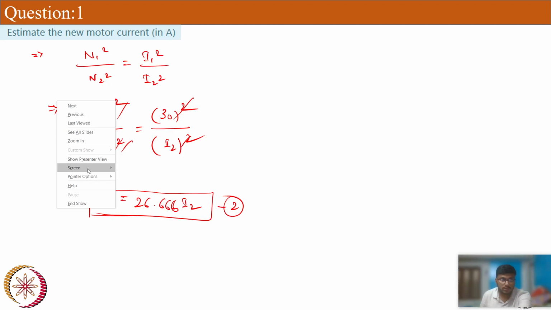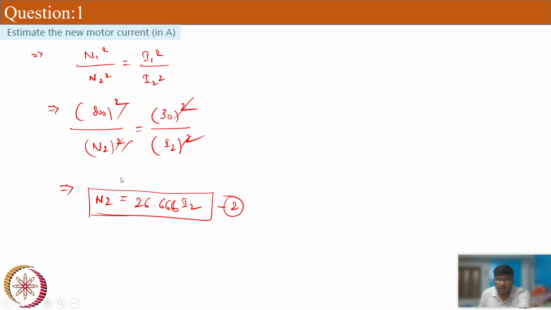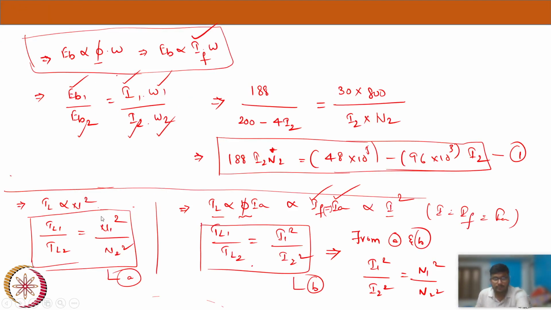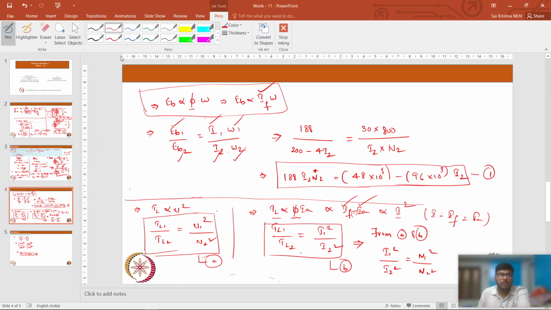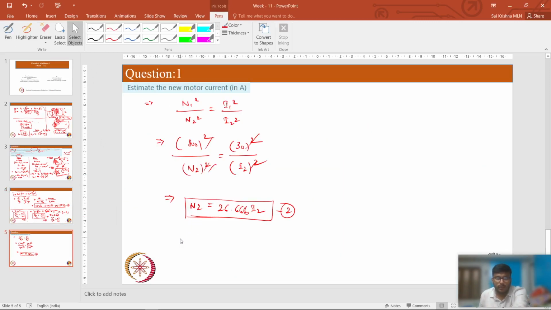Sir, N2 unit is RPM. Yes, N2 is in RPM, because we know the value of N2 in RPM only. Let me write it in this mode only, because as soon as I make it full screen I lose the writing. 188 N2 I2 is equal to 48 into 10 power 5 minus 96 into 10 cube I2.